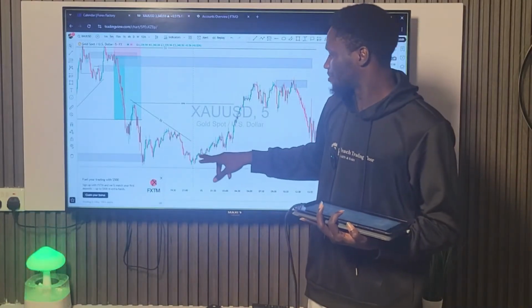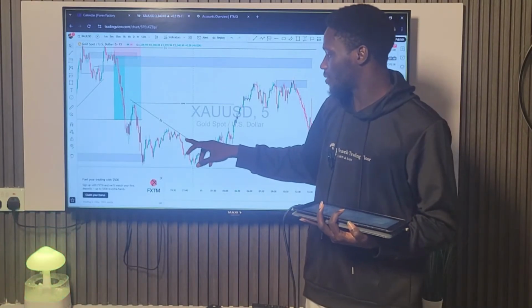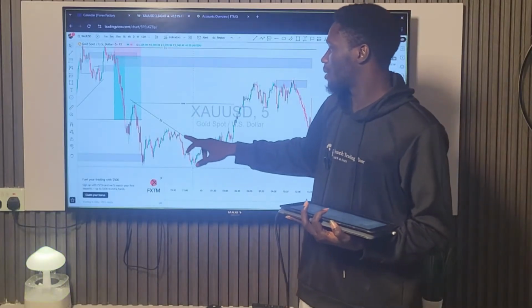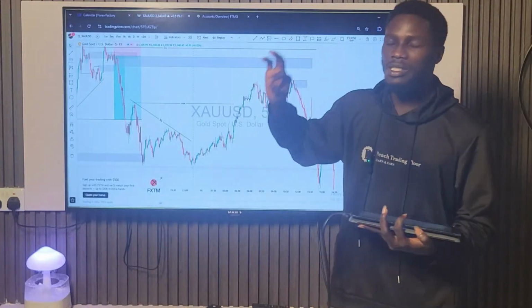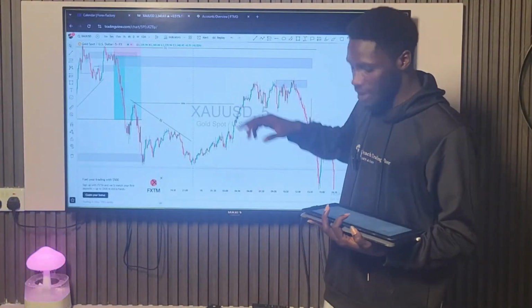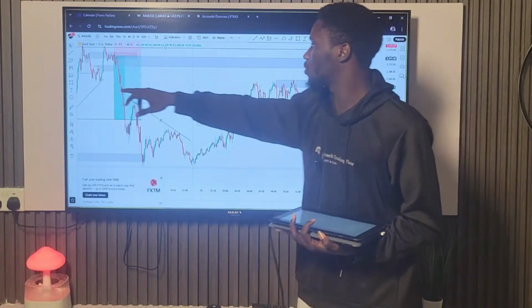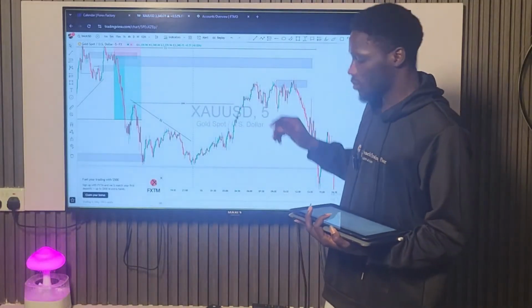Anyway, what do we see price do? From this low, price took out all this and traded above this. Now, where were we expecting structure to continue? By order flow, we were expecting structure to continue from this particular zone here.